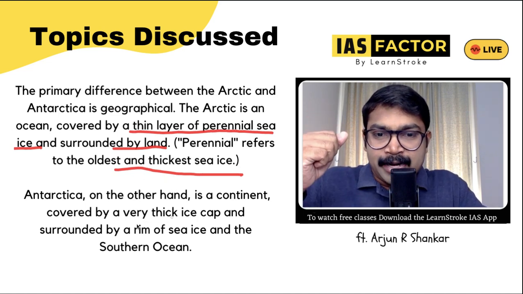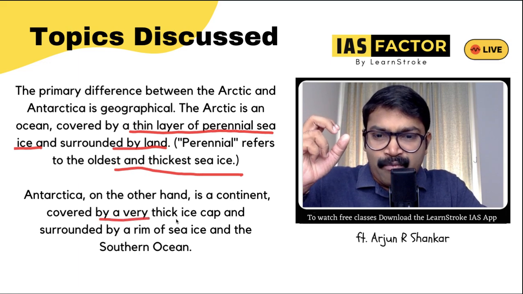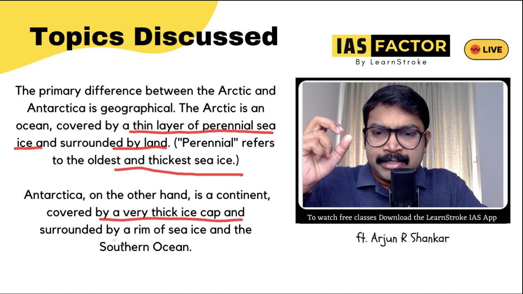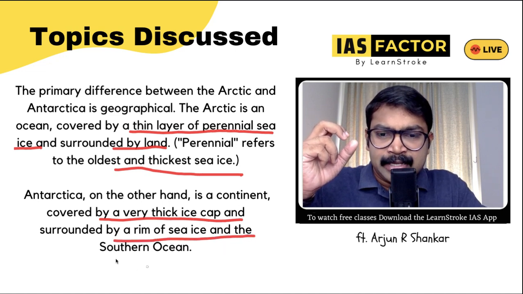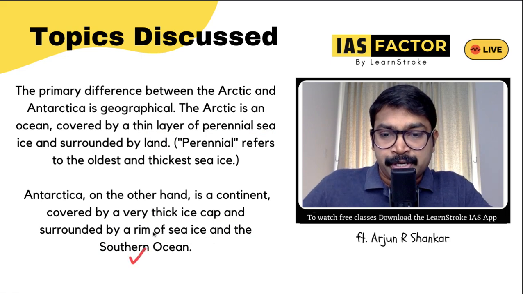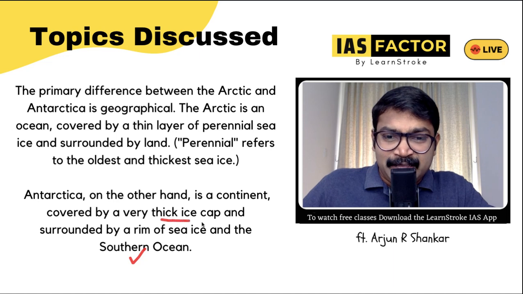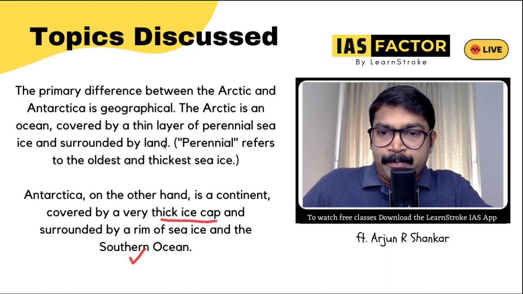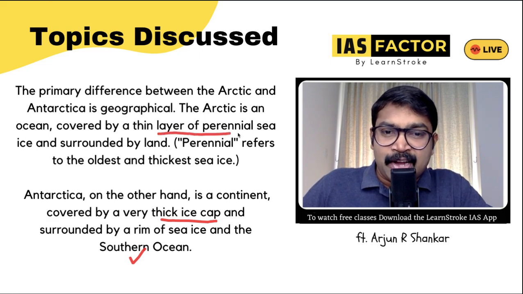Antarctica, on the other hand, is a continent covered by a very thick ice cap and surrounded by a rim of sea ice and the Southern Ocean. Very, very important: Antarctica consists of the Southern Ocean. It has a very thick ice cap, and please understand the difference. Arctic is an ocean covered by a thin layer of perennial sea ice.